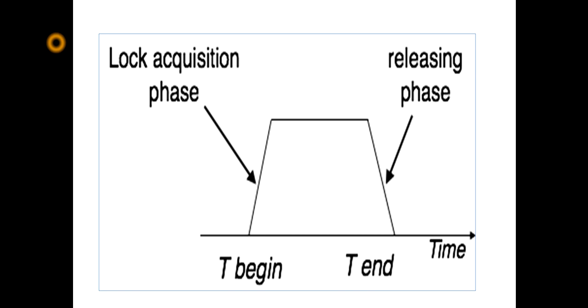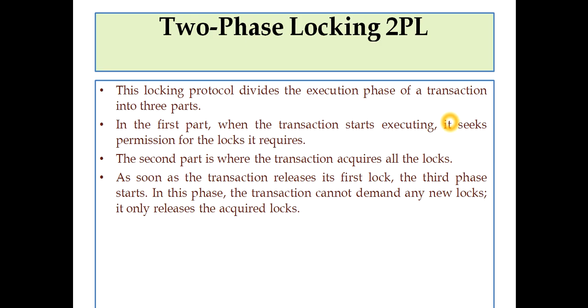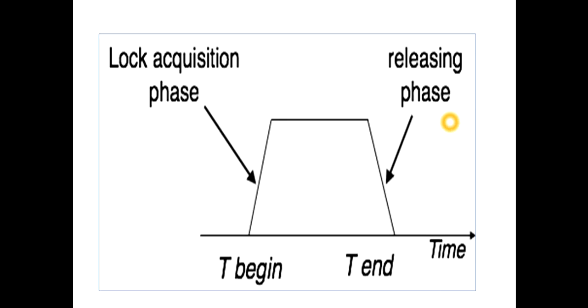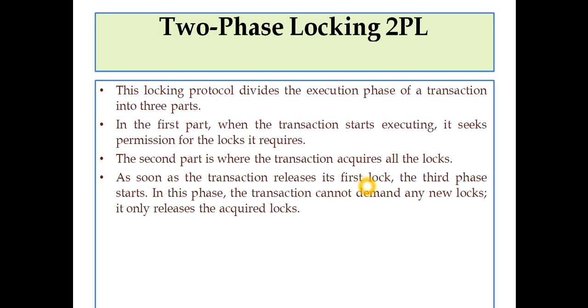In this lecture, I'll focus on the two-phase locking protocol and its variants in detail. You have seen in the last lecture that in two-phase locking protocols there are two phases: first the lock acquisition phase, and next the releasing phase. But you need to know that all of this actually occurs in three stages.